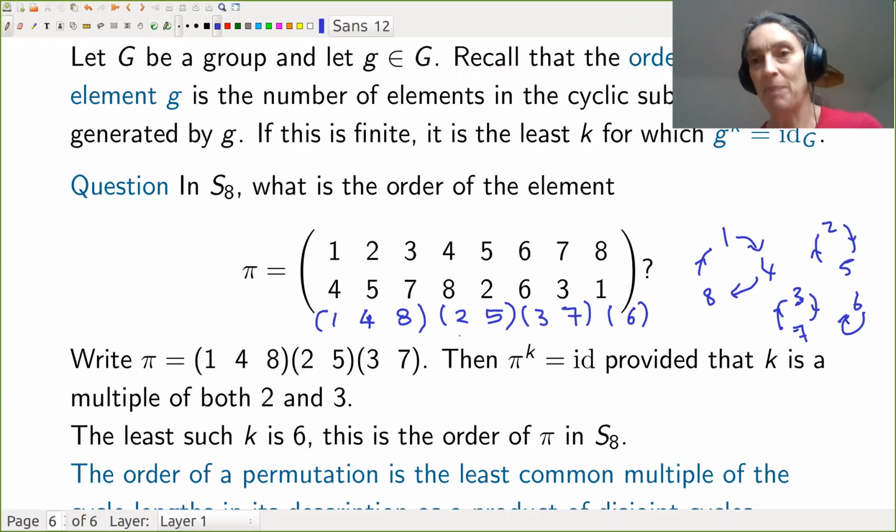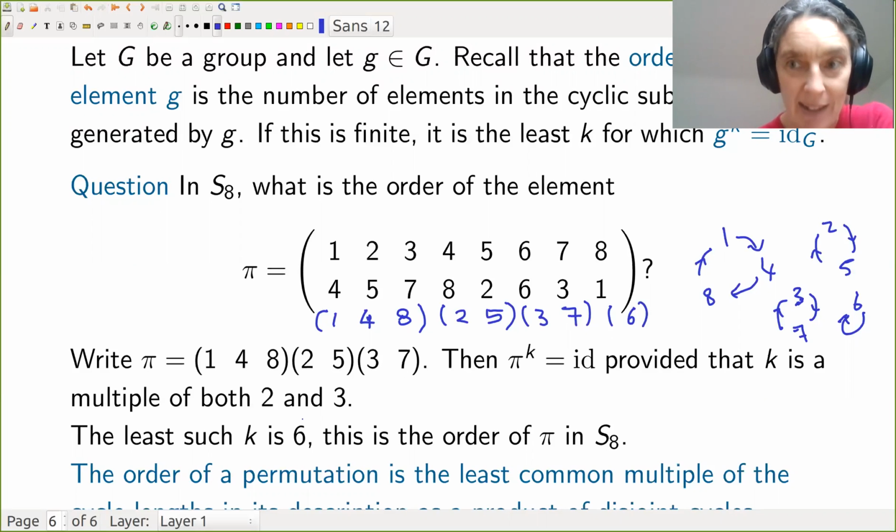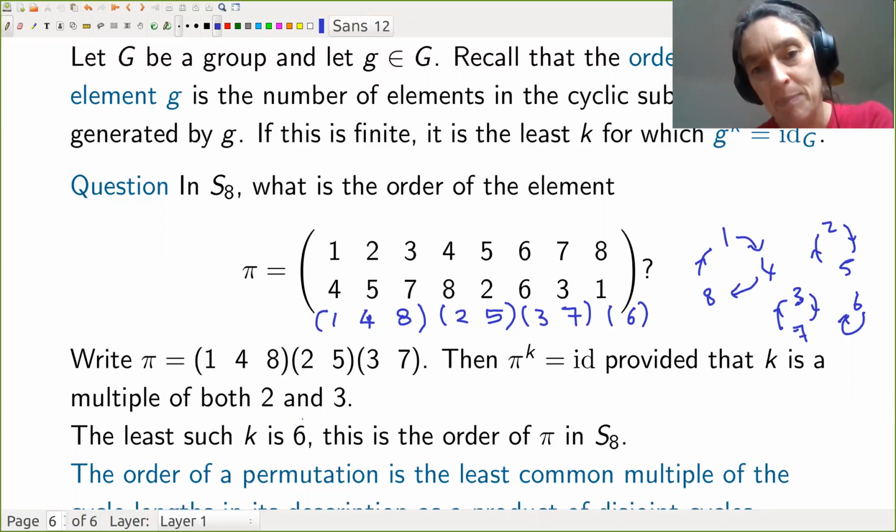So we can say that if you do pi 6 times, everything is mapped to itself. That's the smallest positive integer with that property. And 6 is the order of pi as an element of S8. An important point to note here: when you almost automate the process in your head, it's very easy accidentally to, instead of calculating the least common multiple of the cycle lengths, 3, 2, and 2, take the product of them, which would give you 12 in this case, which would be wrong.